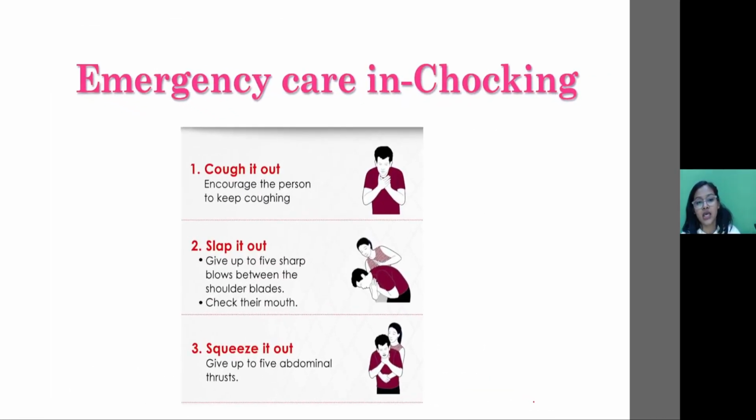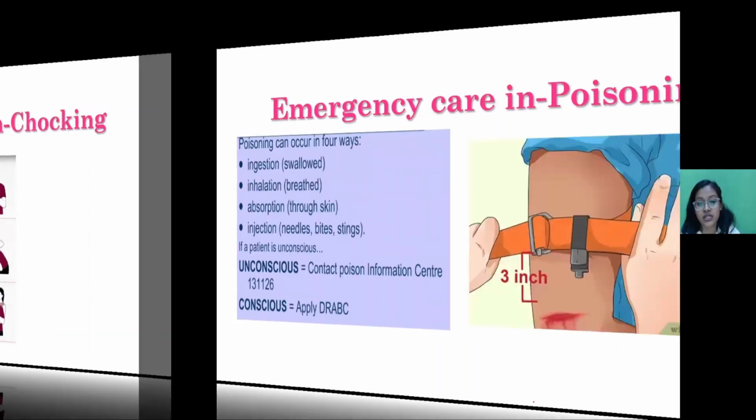Next is emergency care in choking. Whenever a patient comes to you, or if the patient is in the medical department and inhales something or swallows something, right? And the patient ends up in a state of choking, what will you do? You will encourage the patient to cough it out, right? You will encourage the person to keep coughing. If that also does not help, you will give 5 sharp blows between the shoulder blades and check their mouth to see what is happening, right? Whether the airway is blocked or not. Or you should squeeze it out by giving abdominal thrusts, right?